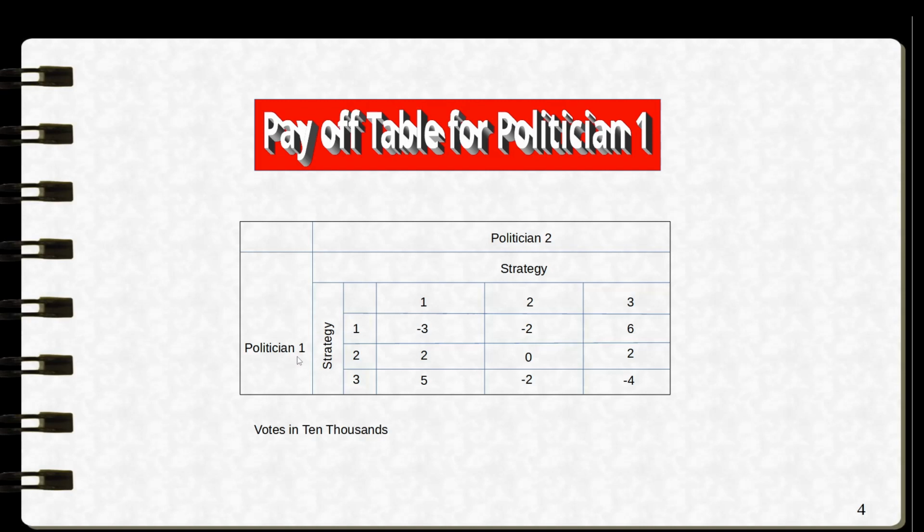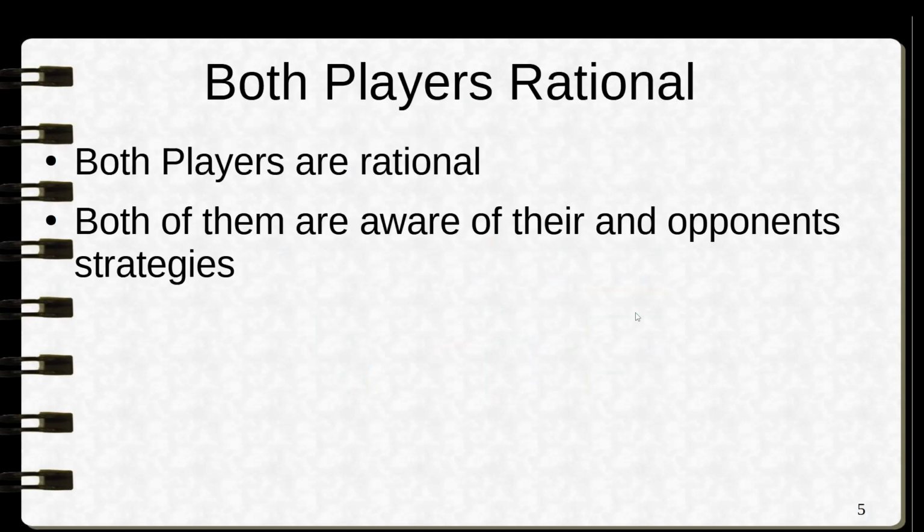Now, if politician 1 chooses strategy 3 and politician 2 chooses strategy 3, politician 1 stands to lose 40,000 votes. If politician 1 chooses strategy 1 and politician 2 chooses strategy 3, politician 1 gains 60,000 votes. Now, let's see how we can analyze this problem.